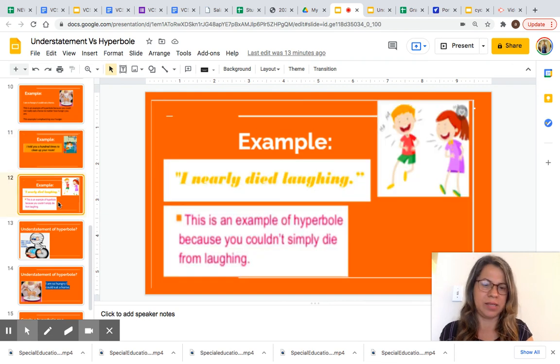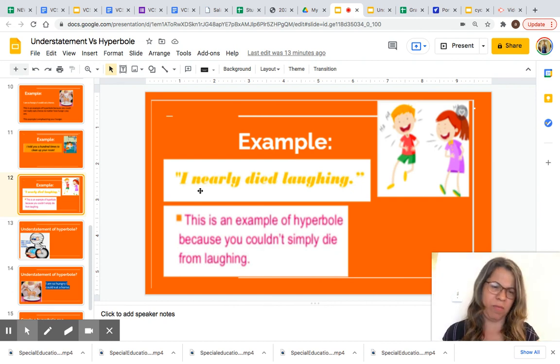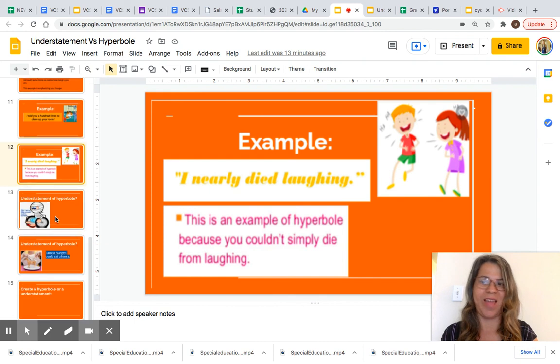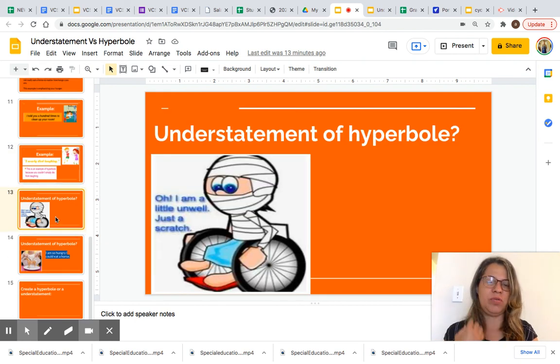In our last example before you start your activity, I nearly died laughing. This is an exaggeration. They are just trying to say that they laughed so much, but it is impossible to die from laughing. This is an example of hyperbole because you could not simply die from laughing. Now, it is your turn to show your understanding of hyperbole and understatements.